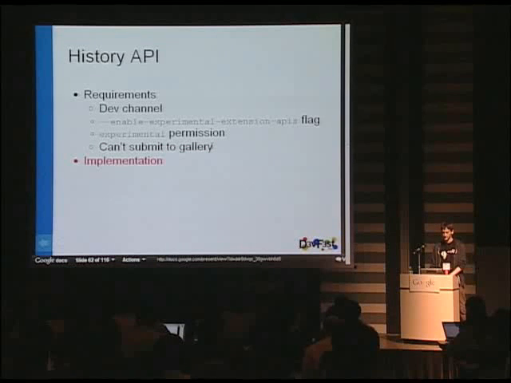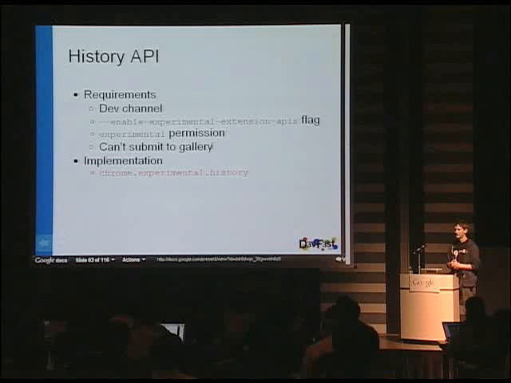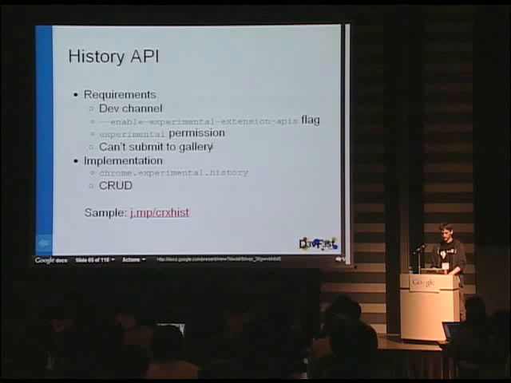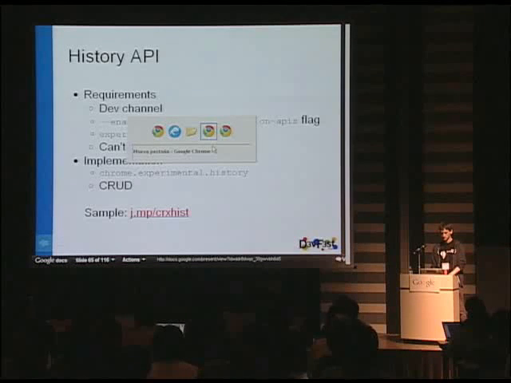So as far as implementation of the history API, the namespace that it's under is chrome.experimental.history. And it lets you do all the basic CRUD operations on a user history. So that's create, read, update, and delete. So let's take a look at an example of that.